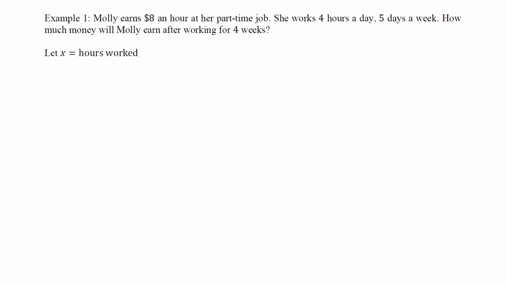So let's let x be the number of hours worked. That is our independent variable. Let's let y be the amount of money earned. That is our dependent variable, because how much money she earns depends on the number of hours she works.